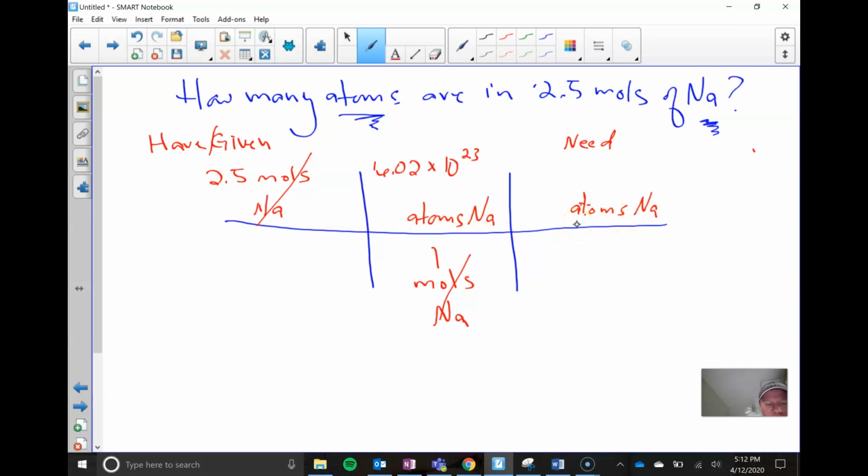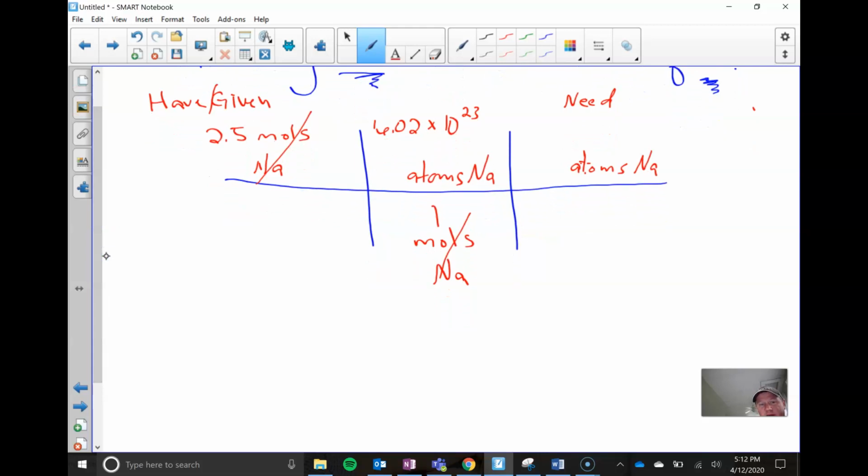Okay, so now comes the math, and this is where your calculator skills are crucial. The way that we do this calculation is: anything on top, we multiply across. So 2.5 times 6.02 times 10 to the 23rd. Now, this is where I'm going to caution you. When you put this in a calculator, you've got to put it in a very specific manner. Otherwise, it's not going to give you a correct answer.